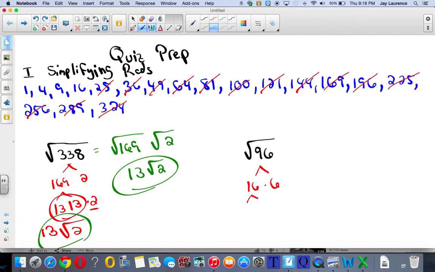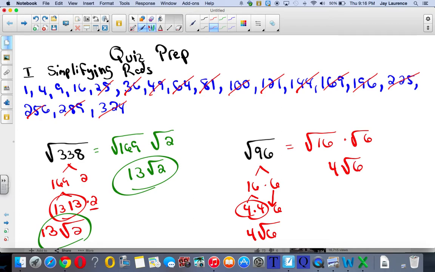Now I can do the dating thing if I like, right? And then the 4s leave the house, go out on a date, 6 is left at home. Or I can think about it this way. Rad 16 times rad 6. Rad of 16 is 4, or rad 6. And notice I get the same answer either way.